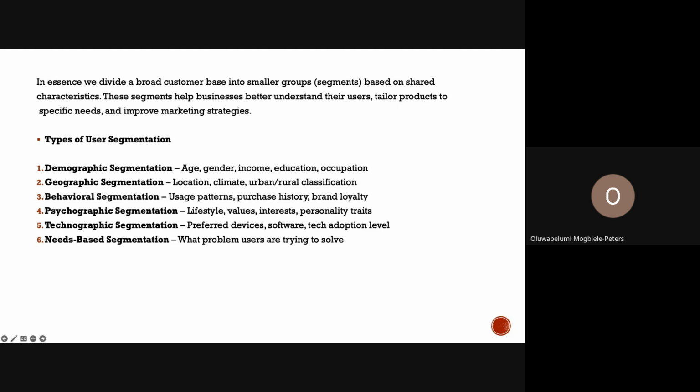Another segmentation. I was talking about my wife, that she's an entry-level Mac user. Our adoption level is low. That's another segmentation.